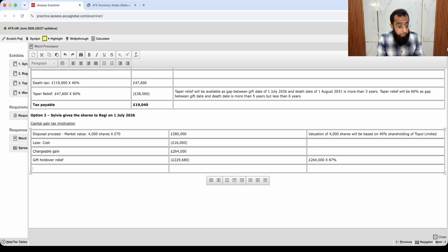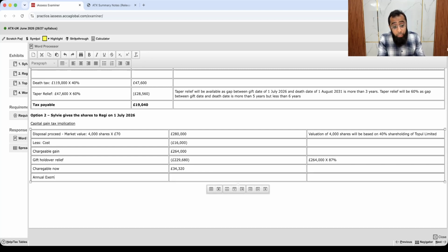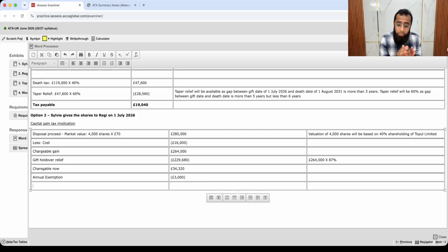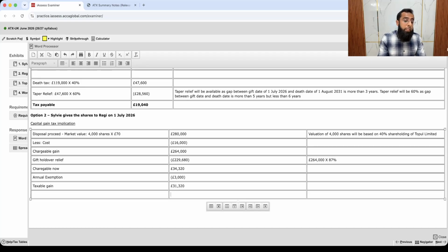Okay, that gives me the chargeable gain now. How much is it? So it's 34,320. You will deduct the annual exemption of CGT. In CGT also the annual exemption is 3,000. In CGT there is no previous year exemption. There is only the current year. See, these are the areas where students get confused. There is a high potential that they make mistakes. So this is 31,320. You will calculate the capital gain tax.